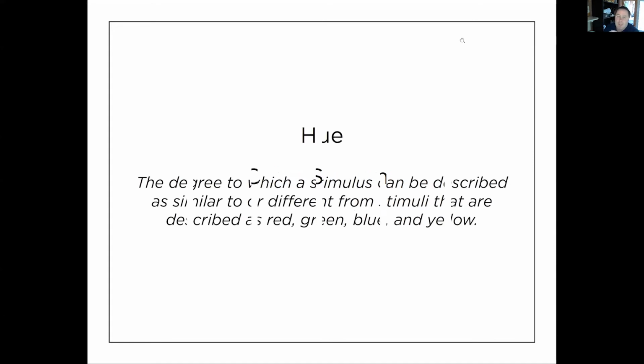We're going to talk about hue, which is the degree to which a stimulus can be described as similar to or different from stimuli that are described as red, green, blue, and yellow. So if you see something and say that's red, or that's green, or that's blue, or that's yellow, those are what we call a hue. We decipher those as that color. That is referred to as a hue.